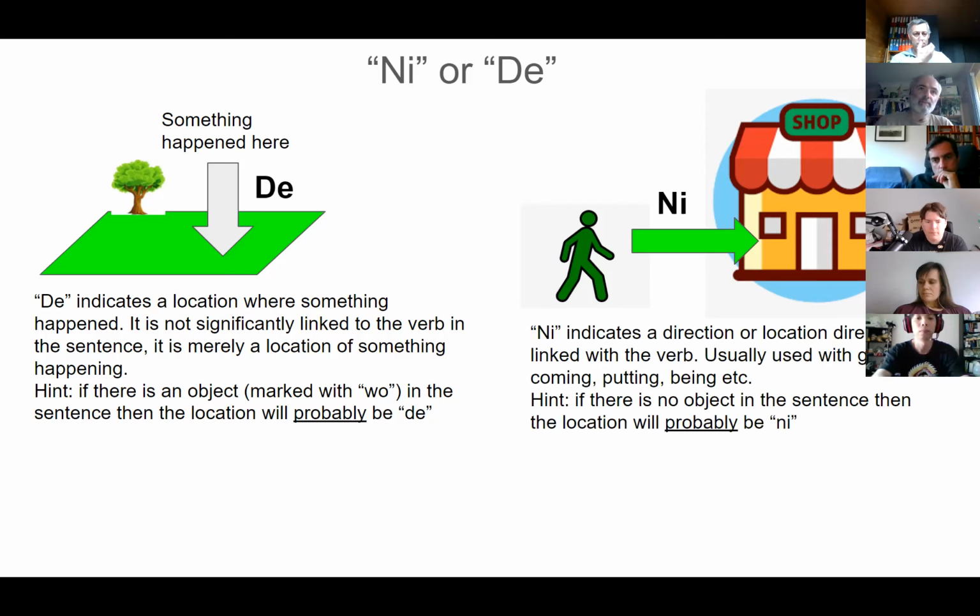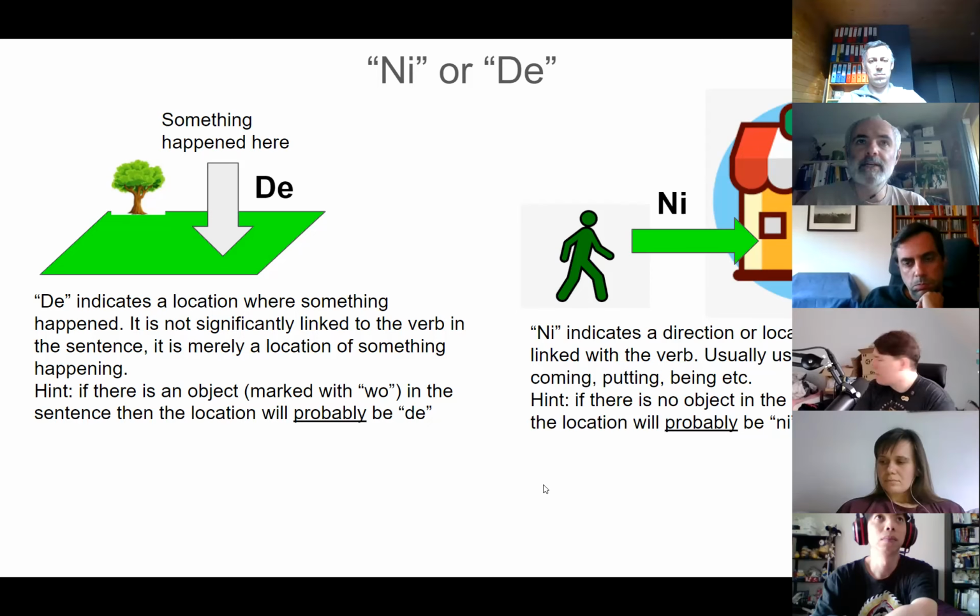Now, I've just marked a couple of exceptions there as well, haven't I? If we use a transitive verb like oku, ireru, then we may well be doing this to an object. So we might have ni in there as well, even though we're using a present or past tense verb. But if there's no object in the sentence, then it's quite likely that the location is going to be marked with ni most of the time. Any questions so far, guys?